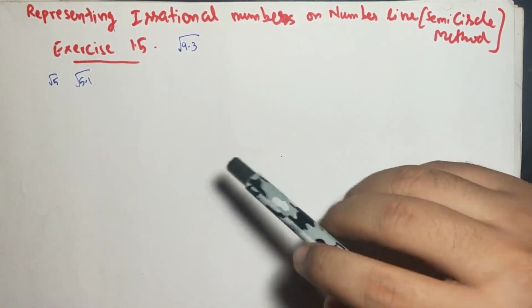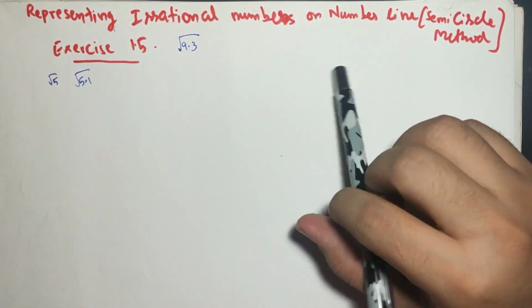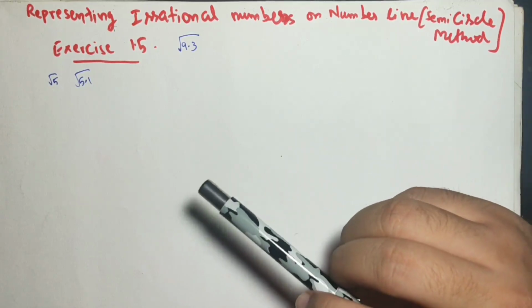Today our topic is to represent irrational numbers on the number line using the semicircle method.